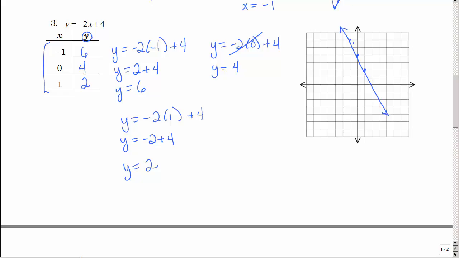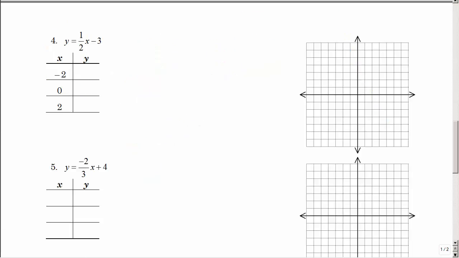So let's pretend you had those 2 dots and you had a dot way over here. Then you know you've messed up somewhere in your arithmetic, and you go back and check that work. Right? Number 4. Now don't panic.